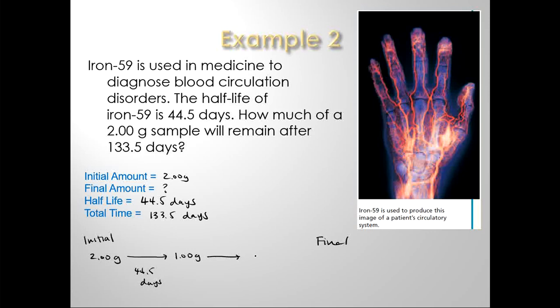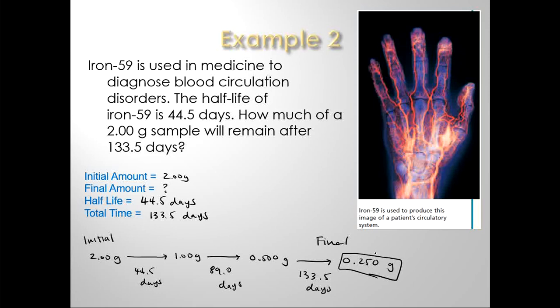So we keep going. Half of 1 is 0.5. This took another 44.5 days, but that is a total of 89.0 days. So we keep going. And half of 0.5 is 0.25, and that took another 44.5 days, which means a total of 133.5 days. So our final answer is 0.250 grams.